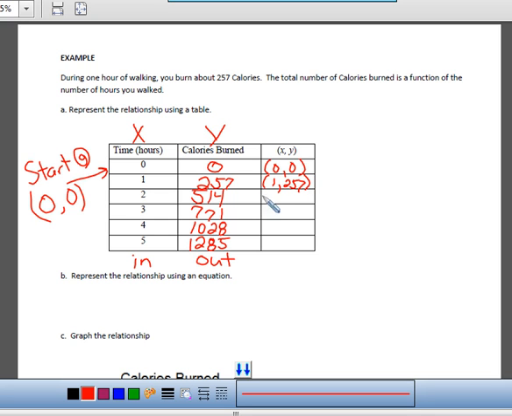Alright, so now let's finish filling in our coordinate points. So we got 2, 514, 3, 771, 4, 1,028, and 5, 1,285. Okay? Alright, so notice what is happening from the table. We can come up with our equation, which we're going to come up with next.